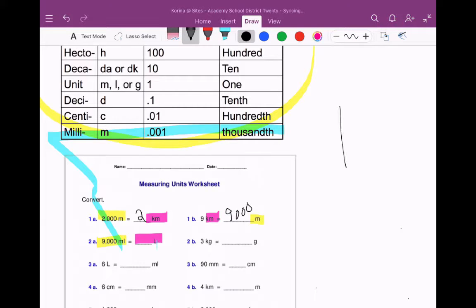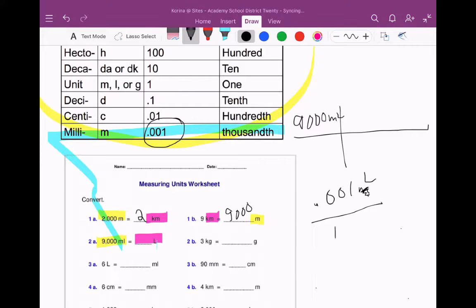First thing we do is set up our t-chart and put our known in the top left, 9,000 milliliters. And then again, looking at our conversion factor, we have 0.001. Well, I guess it's not meters, it's liters this time, per 1 milliliter. Or we have in 1 milliliter, 0.001 liters.